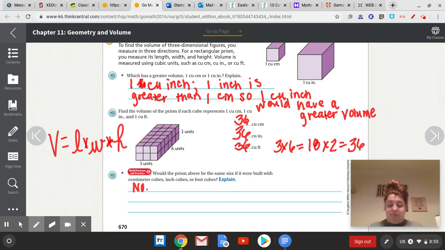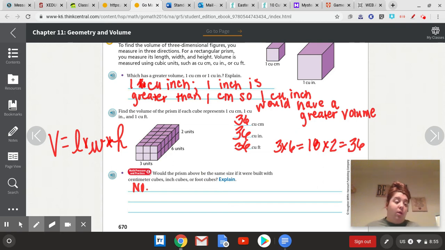1 foot is right here, the size of 1 ruler, all right? String 36 of those together, and that's 36 feet. So if you had a prism that had 36 of those 1 foot by 1 foot cubes inside of it, that's a pretty big space, okay?